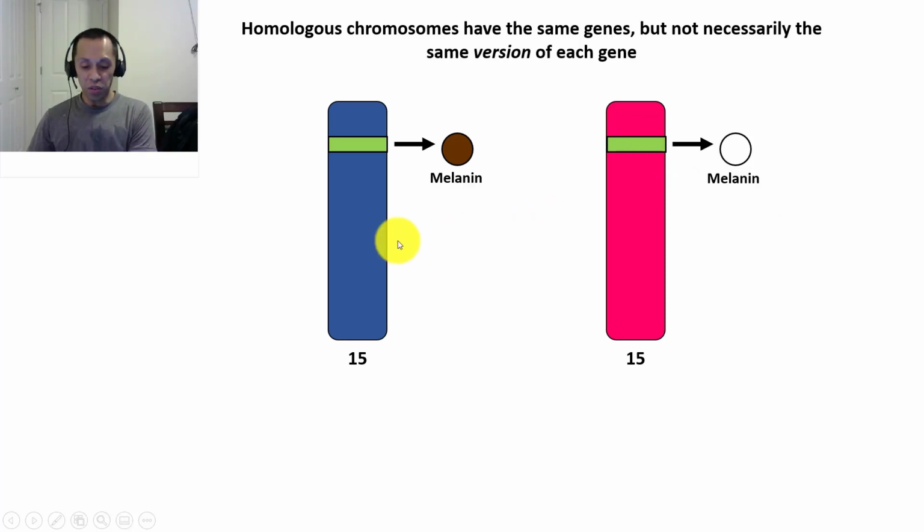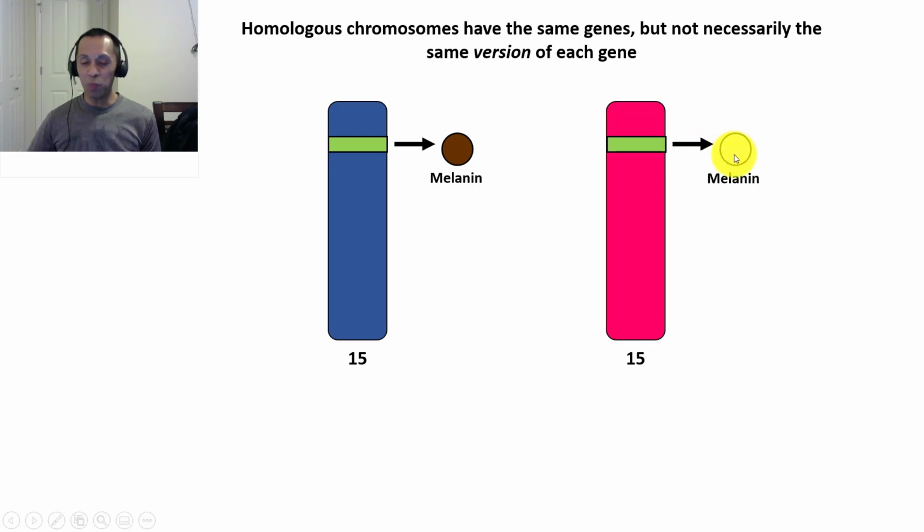So what we're saying here is that each person has two chromosome number 15s. It's possible, though, that the chromosome number 15 that was inherited from the father has a version of the melanin gene that encodes for a functioning melanin pigment protein, one that has a color to it. But in this case, this person from the mother inherited a chromosome number 15 that has a version of the melanin gene on it that encodes for a slightly different version of that melanin pigment protein.